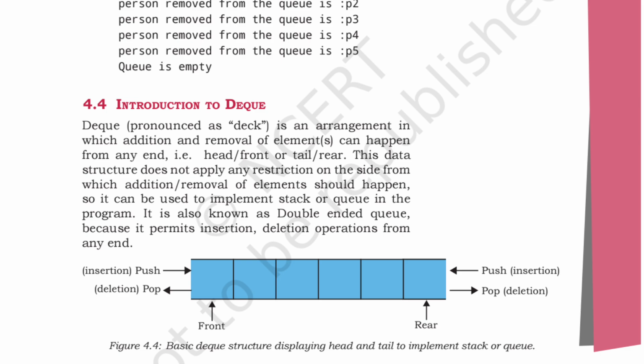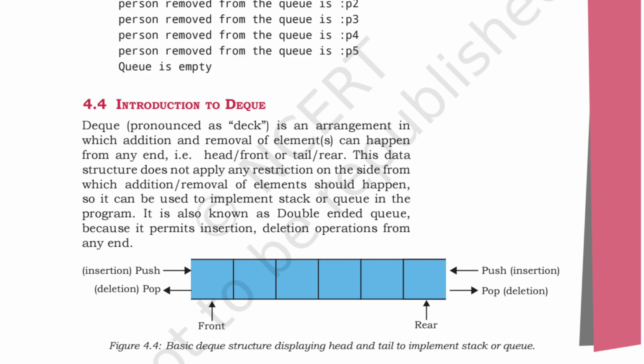DQ, pronounced as "deck," is an arrangement in which addition and removal of elements can happen from the end, that is head (front) or tail (rear). This data structure does not apply any restriction on the side on which addition or removal of elements should happen. So it can be used to implement a stack or queue in the program.